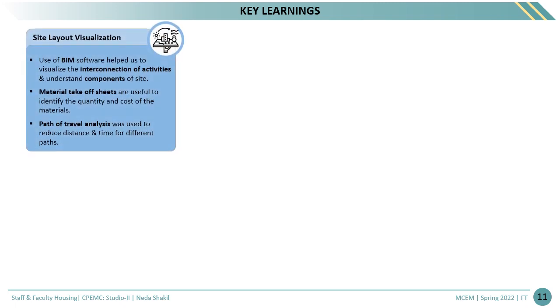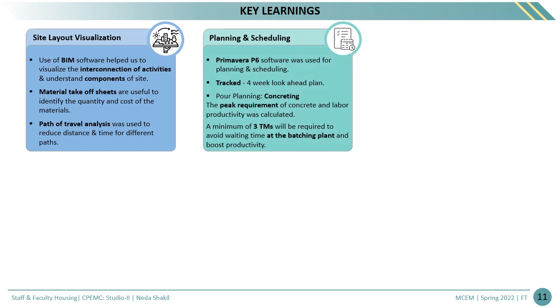Site layout visualization. The use of BIM software helped us to understand the interconnection of activities and components of the site. It was also useful for the material takeoff sheets and path of travel analysis. Planning and scheduling. Primavera P6 software was used for planning and scheduling, and we tracked a 4-week look-ahead plan. In pour planning for concreting, the peak requirement of concrete and labor productivity was calculated. It was also concluded that a minimum of 3 TMs will be required for the batching plant for its efficiency.